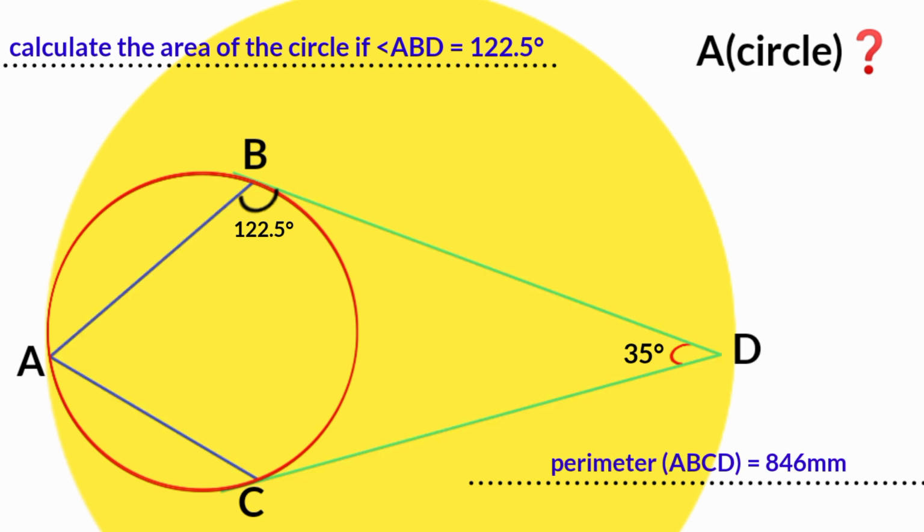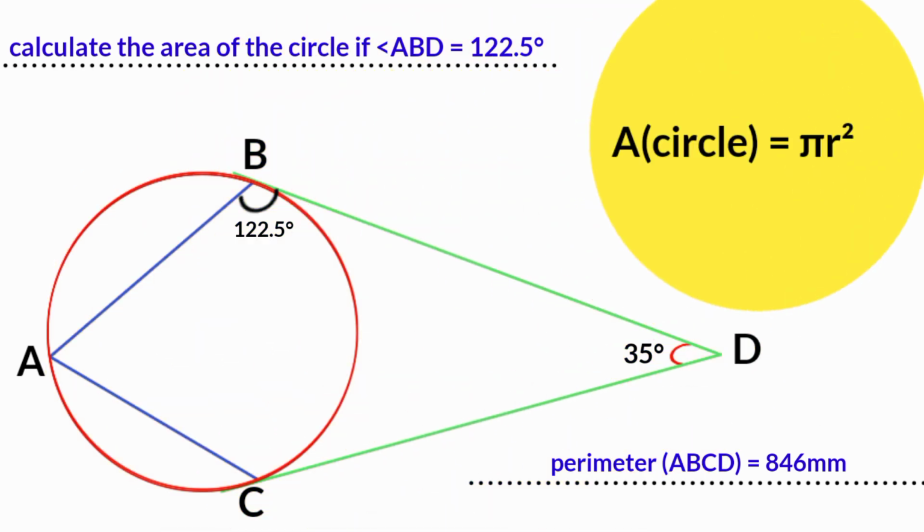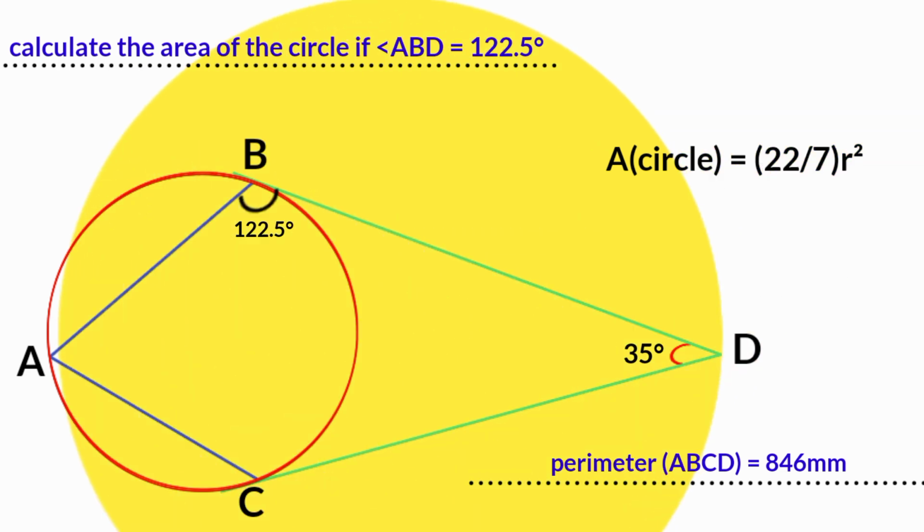Well, the area of the circle we know is calculated by the formula, which is pi r squared. Pi is a constant which is 22 over 7, and r is the radius. So what is the radius of the circle? We don't know. We're going to have to calculate it from here.